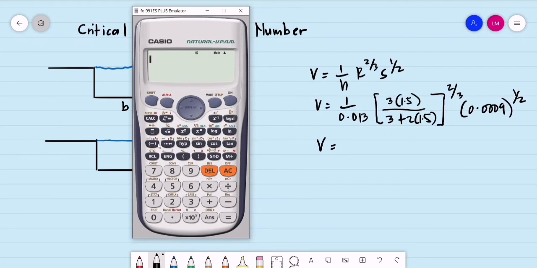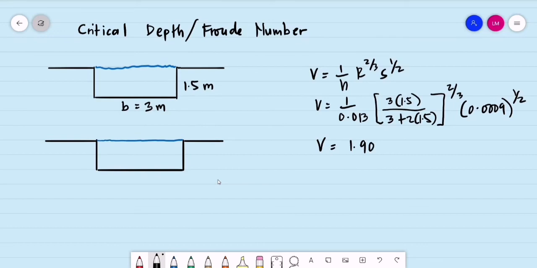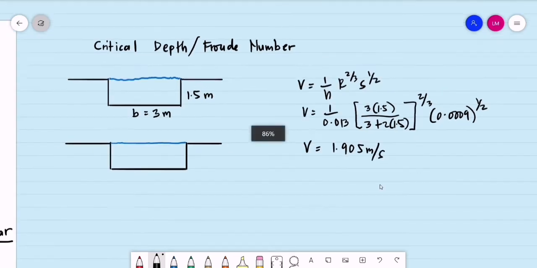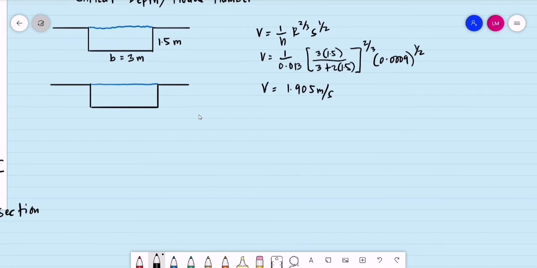Okay, this is 1 over 0.013 multiplied by the 3 times 1.5 divided by 3 plus twice of 1.5, the wetted perimeter. And this is raised to 2 over 3. And the slope is 0.0009 raised to 0.5. That is 1.905 meters per second. So, for question number 57, paano ba kumuha ng Froude number?